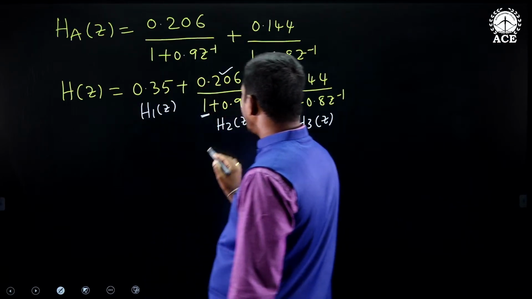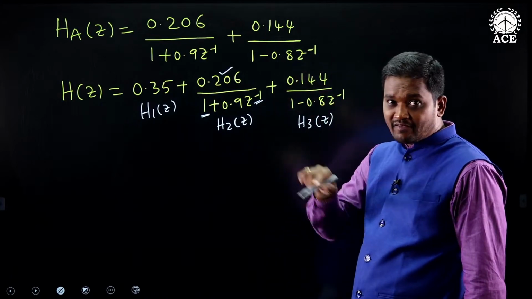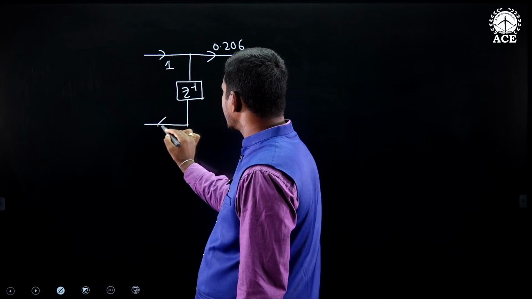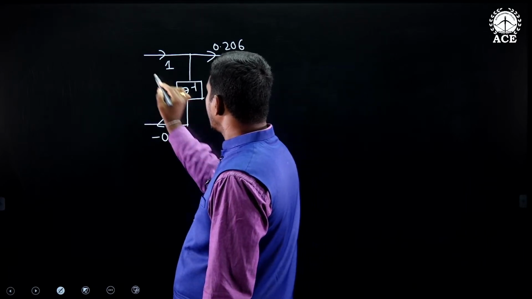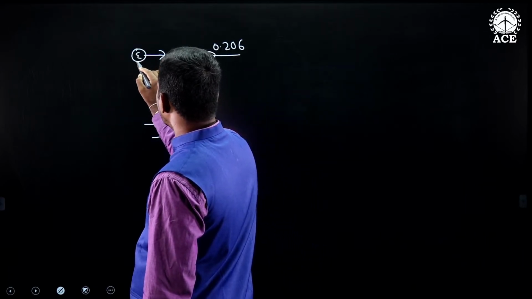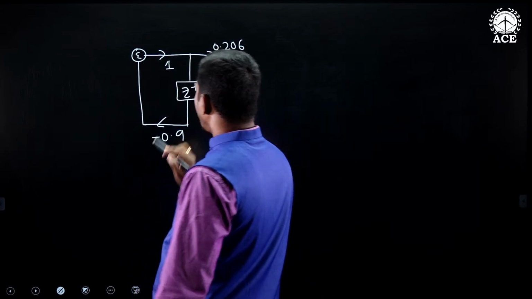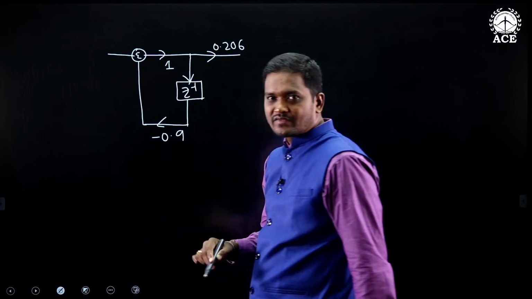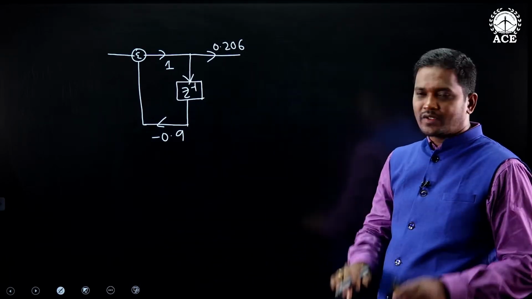And for plus 0.9, you have to take the reverse sign, so minus 0.9, right? Let us take the summer. Completed. This is what? This is the first section, H of Z, it is over. Understood or not? That is direct form 2.